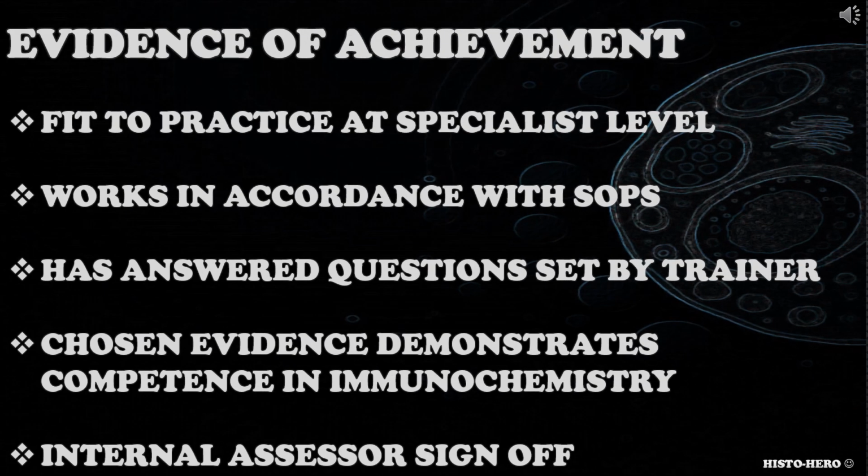Each subsection also has evidence of achievement. This is a part where your training officer signs you off as competent and fit to practice as a BMS at the specialist level. The training officer will confirm that you can work in accordance with local SOPs relevant to this section. They will also confirm that you have answered questions set by them to test knowledge and skills relevant to this section. And they will confirm that your chosen evidence demonstrates your competence relevant to this section.